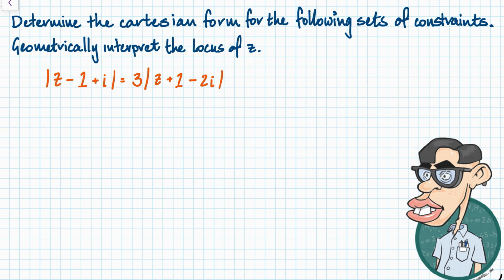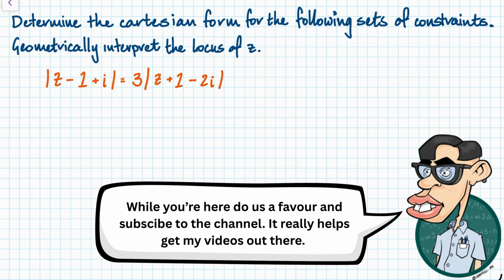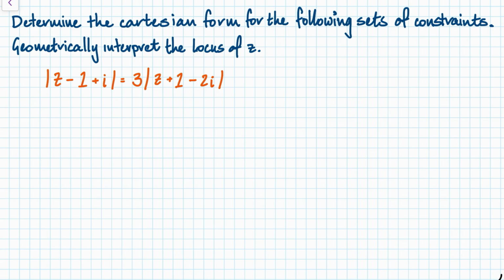We're asked to determine the Cartesian form for the following sets of constraints, and then geometrically interpret the locus of z. What we have here is the modulus of z minus 1 plus i is equal to 3 times the modulus of z plus 1 minus 2i. So what we're going to start to do is determine the Cartesian form.